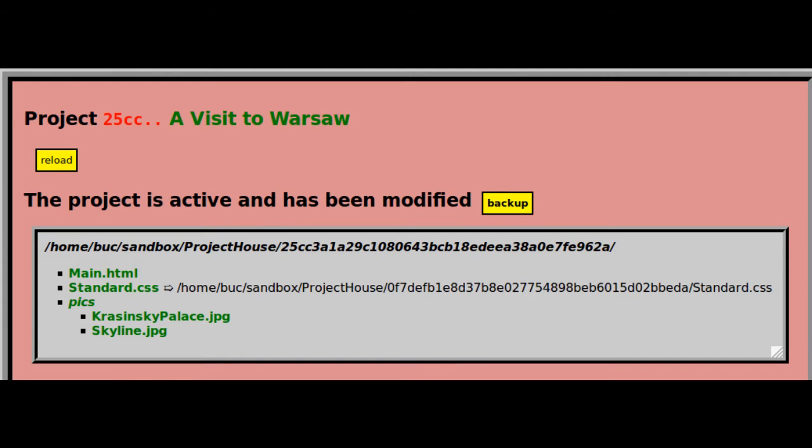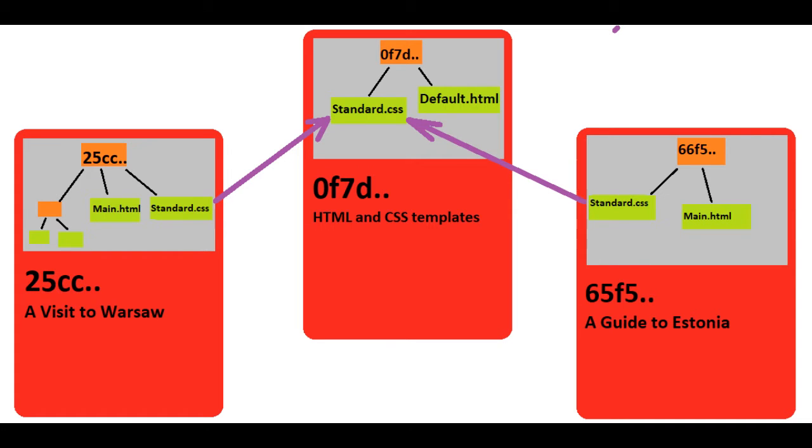The Caretaker GUI does support the display of symbolic links very well. After creation, we see in the file tree of the Visit to Warsaw project that it has a standard.css, which is not just a file, but a link to the target under the HTML and CSS templates project. The target of symbolic links is always mentioned after an arrow symbol. The Caretaker also identifies broken links and shows according alerts.